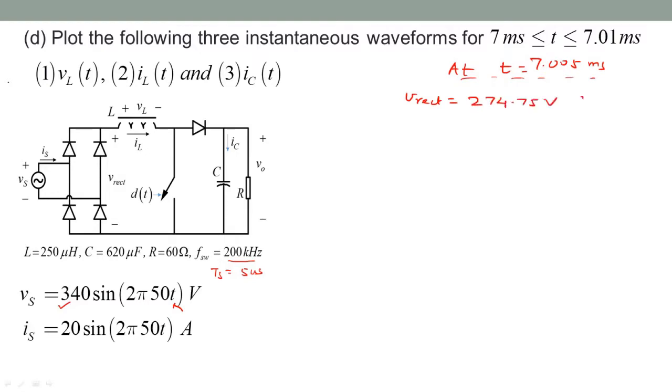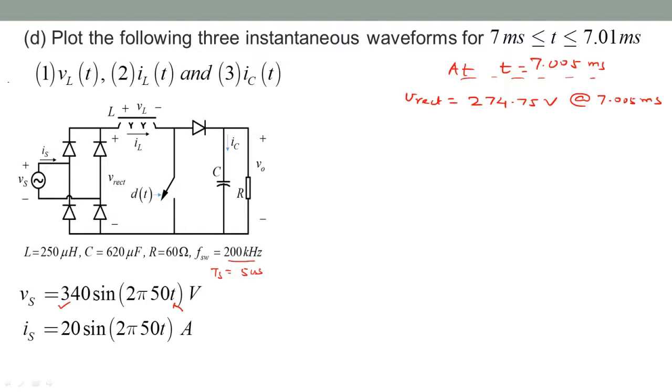So this is at 7.005 milliseconds. You need to be careful when you substitute t equals 7.005 times 10 to the minus 3. What you get is the angle in radians. So you need to convert that to degrees by multiplying by 180 over pi, and then take the sine of that. Or you set your calculator to directly work with radians.